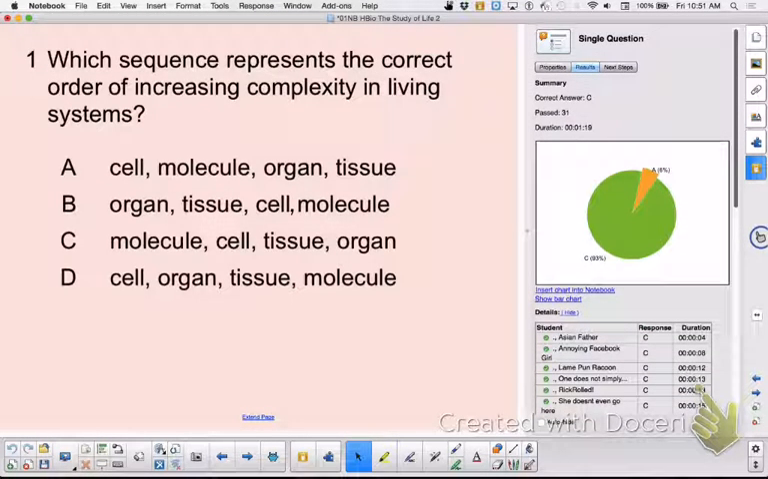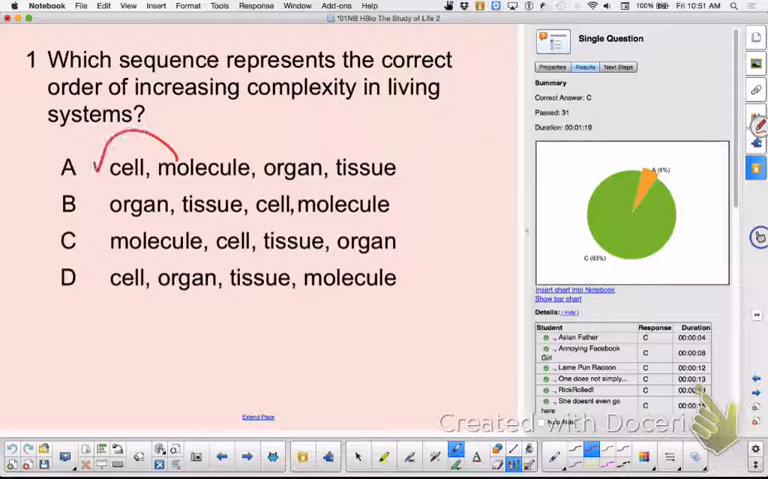So let's talk about this. Why is A the wrong answer? What don't we like about A? Molecule before cell and tissue before organ.